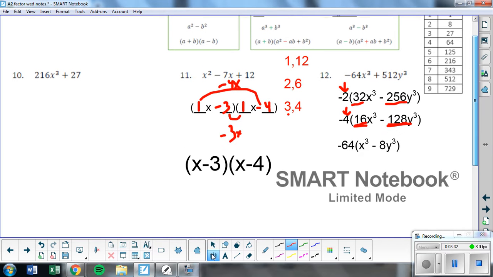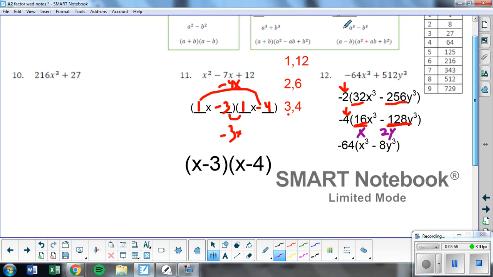So now that I have my GCF, do I have a perfect square, perfect cube? I have a perfect cube. What's being cubed here is x. So that's like my a value. What's being cubed here to get 8 is 2. And what's being cubed to get y cubed is y. So this is my a value. This is my b value.